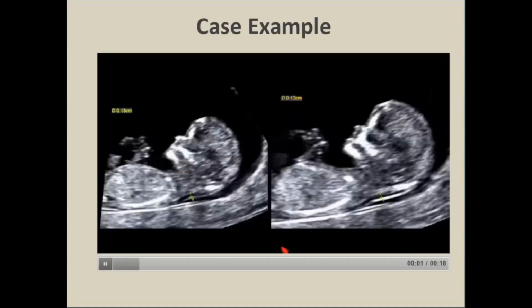So here are two pictures from a fetus with measurements of the nuchal translucency. You can see it's that hypoechoic band behind the neck, and we've measured it from the inner edge of the hypoechoic band to the inner edge to get a thickness, in this case normal, of 1.3 millimeters.